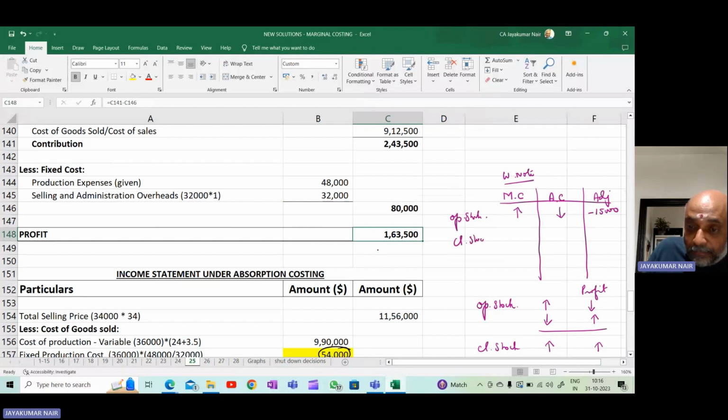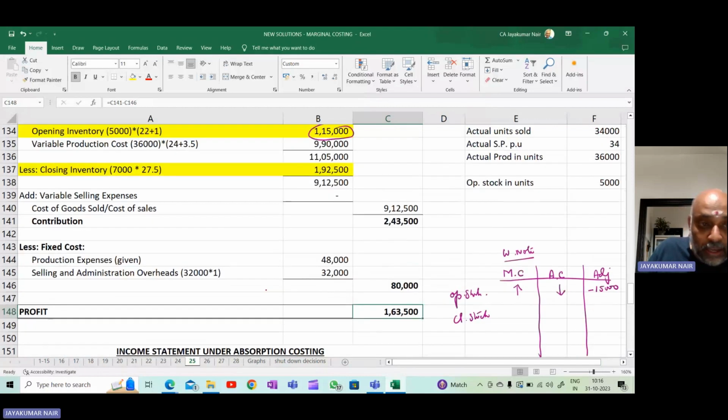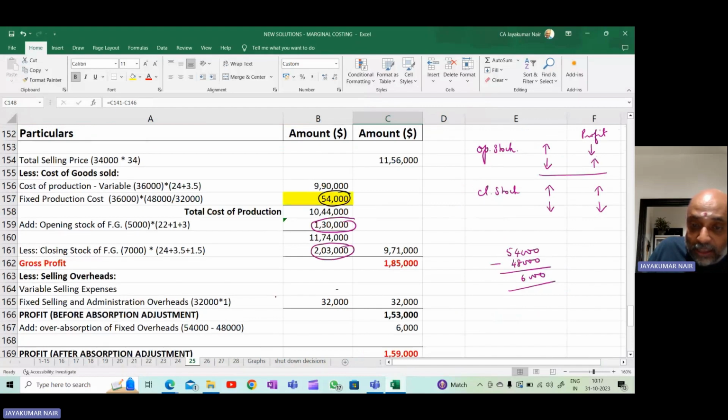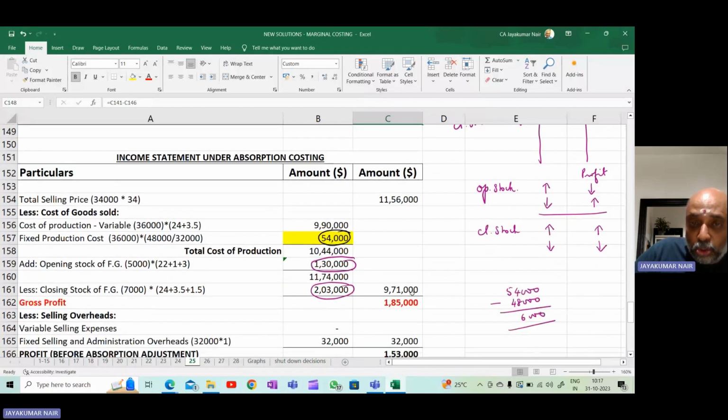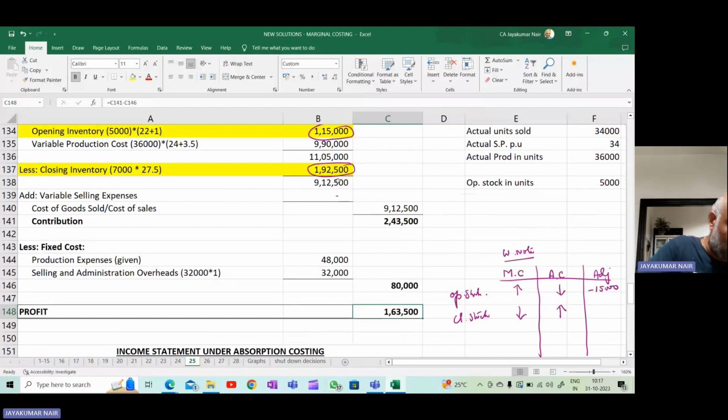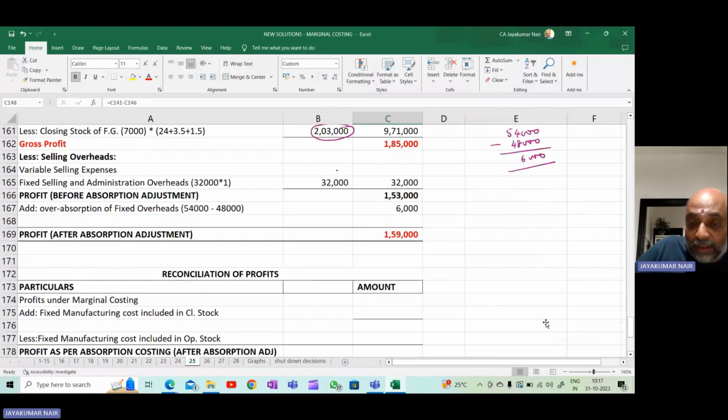Now I'll see the closing stock. Closing stock in marginal costing is 1,92,500, and in absorption costing the closing stock is 2,03,000. So closing stock is more in absorption costing. That means profit is more in absorption costing, because the more the closing stock, the more will be the profit. Here the profit will be less because you have taken less closing stock. What is the difference between the two closing stocks? 2,03,000 minus 1,92,500 is 10,500. So 10,500 should be added. If you do these two adjustments, you will reconcile the two profits.